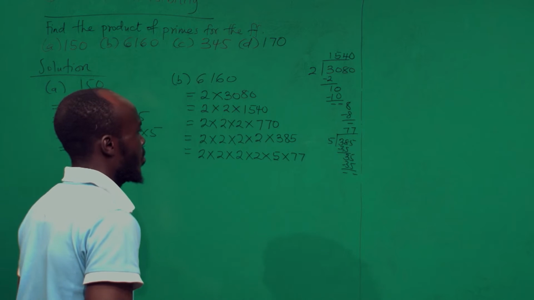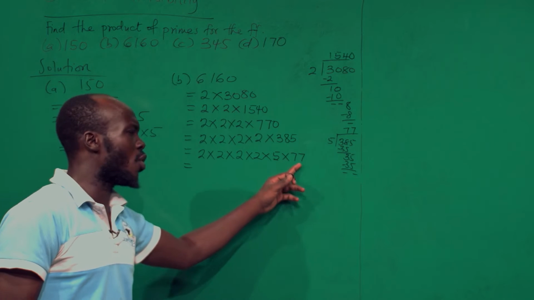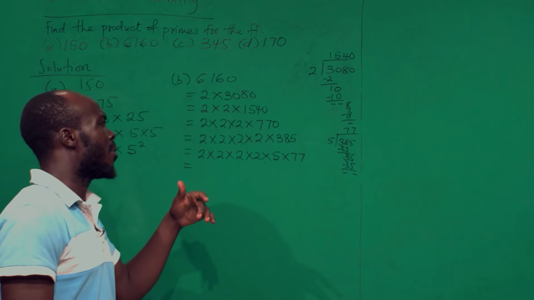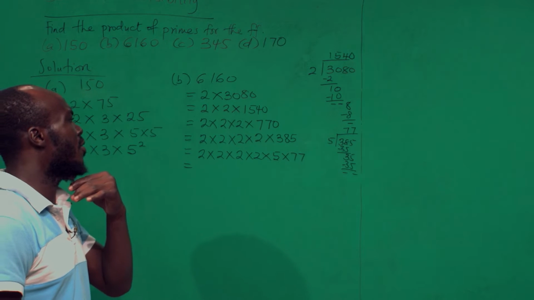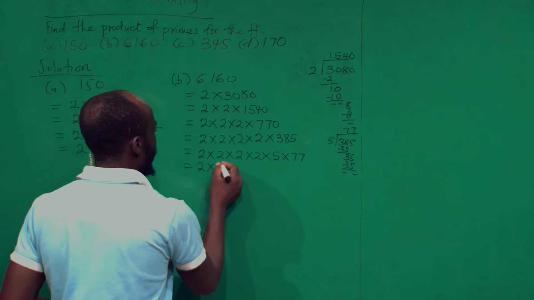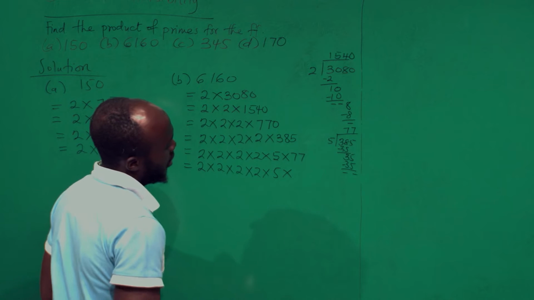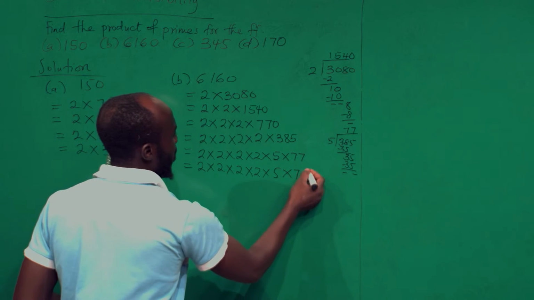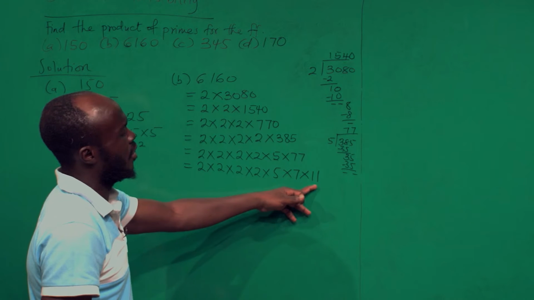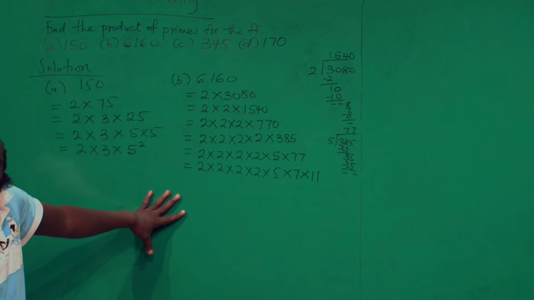Okay. So look, using our sieve method, we saw that 77 was not a prime number, because when you use the next prime number, which is 7, 7 can also go into 77. So we have 2 times 2 times 2 times 2 times 5 times the next prime number, which is 7. So 7 times what? 11. So 7 times 11 is 77. And 11 is also a prime number. So when all becomes a prime number, you stop, and that is your answer.